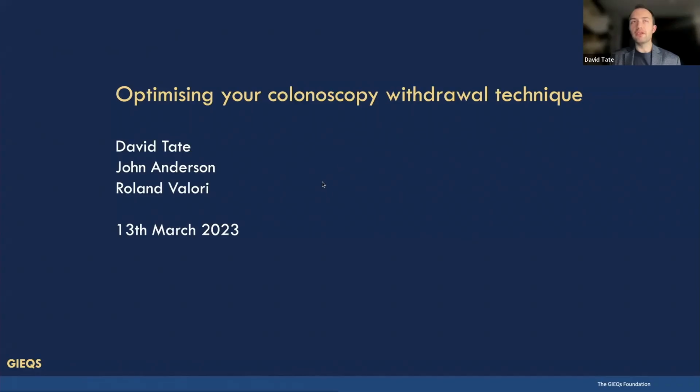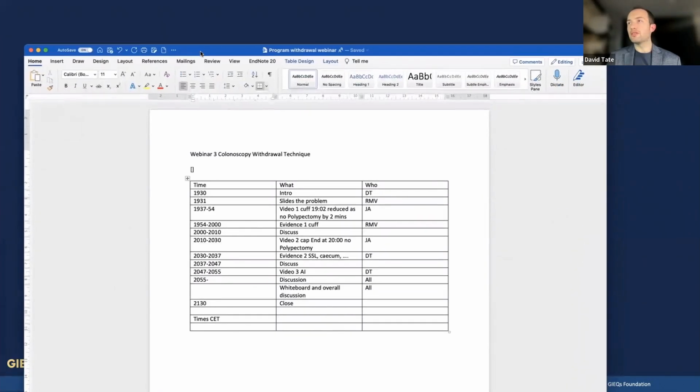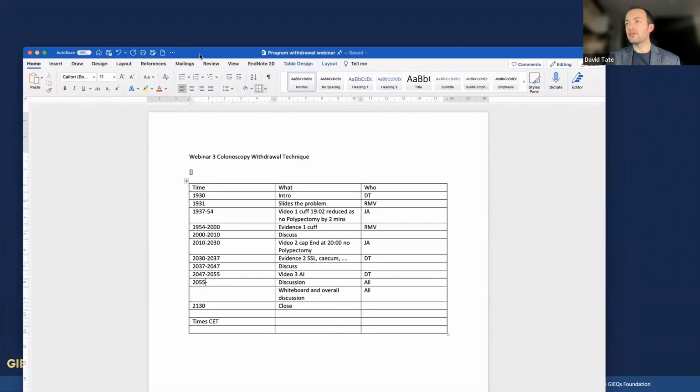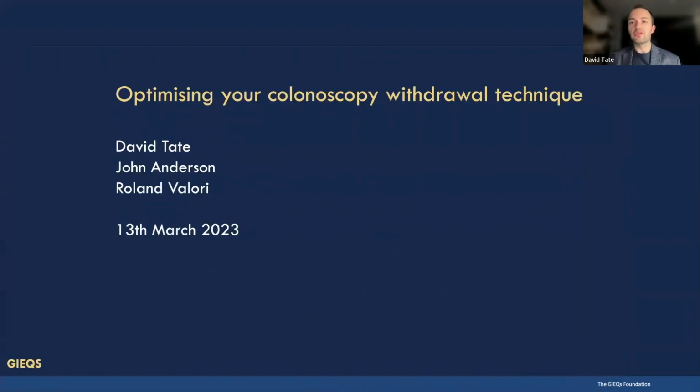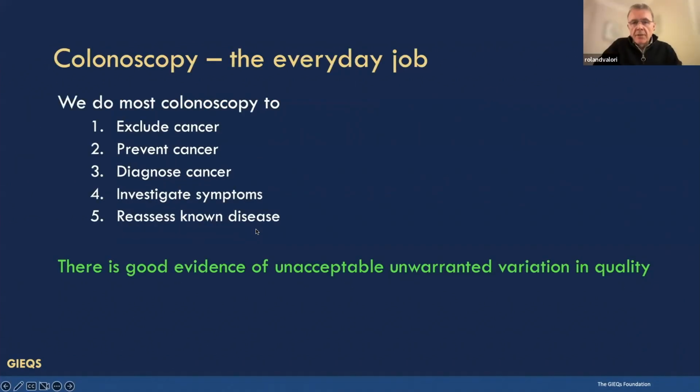So without further ado, we'll get started with a brief presentation. This is a bit of the structure of tonight. We'll have a few slides, a few videos, plenty of discussion in between, and a bit of discussion at the end. So Roland, over to you.